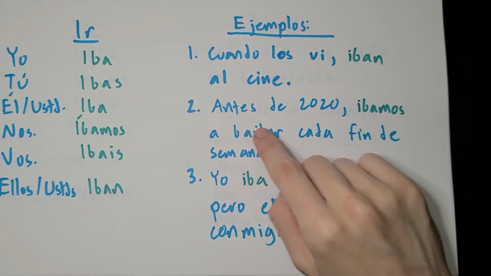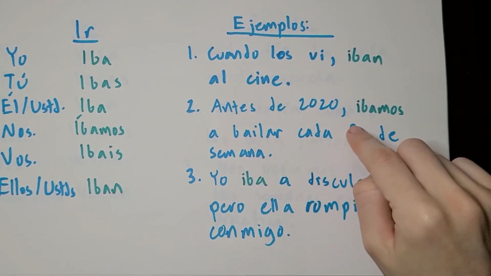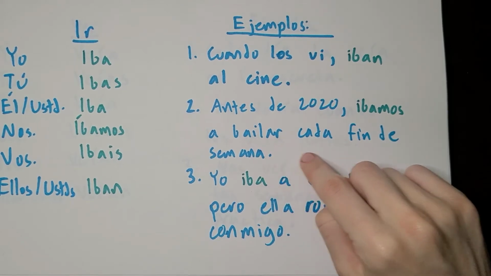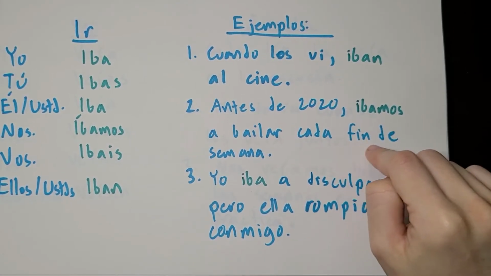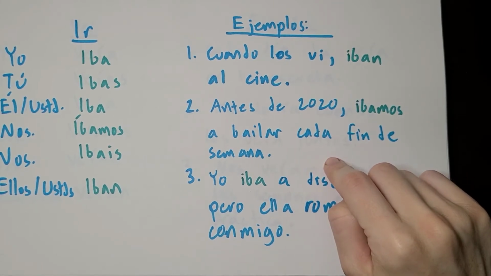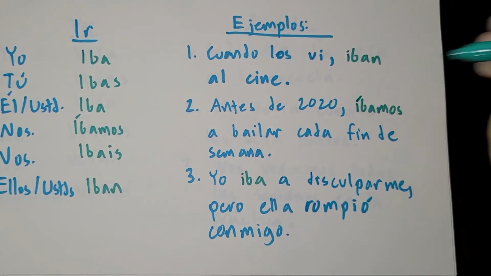2. Antes de 2020, I'm not gonna try. Antes de 2020, íbamos a bailar cada fin de semana. Before 2020, we used to go dance every weekend. I messed up, guys. Don't tell anyone.